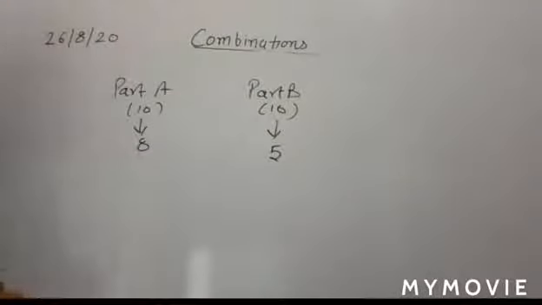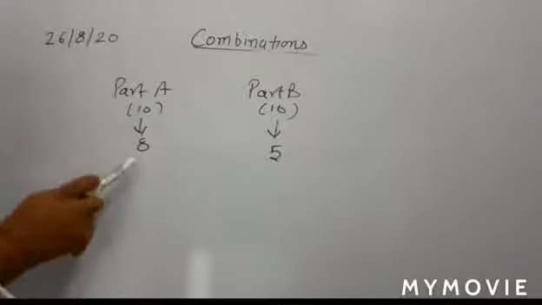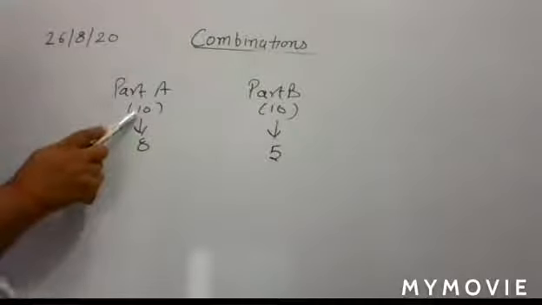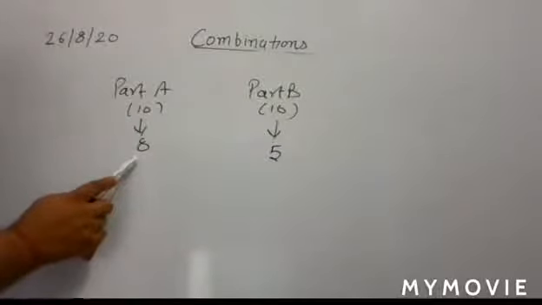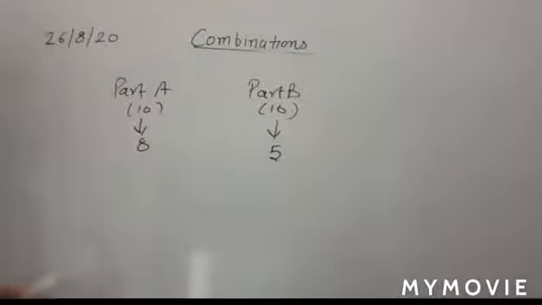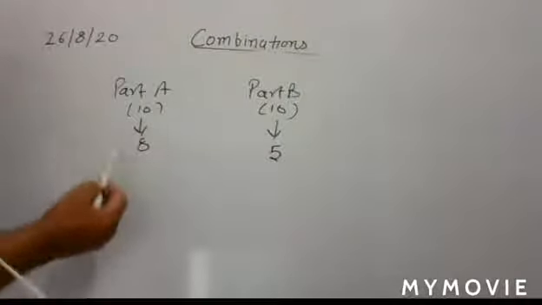So your question is, in how many ways can the selection of the questions be done? Okay, so just see here. Out of 10 questions, a student can choose any 8 questions. By how many ways? 8C2. In 8C2 ways, a student can choose it.